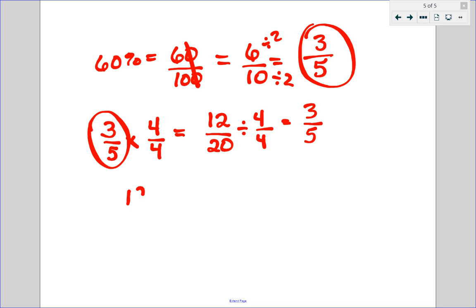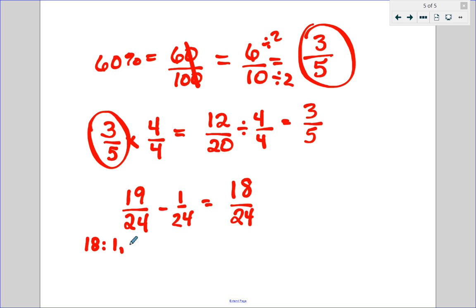All right, 1 or 2 more here. What if we have 19/24 minus 1/24? 19 minus 1 is 18. Remember, in this case, the denominators always stay the same when you're adding or subtracting. So the 24 goes over here. Now I need to figure out what can I divide both of these by. When I think of my 18, I'm going to put my 18 over here, and we're going to think about what I can do. I can do 1 and 18. I can do 2 and 9. I can do 3 and 6.